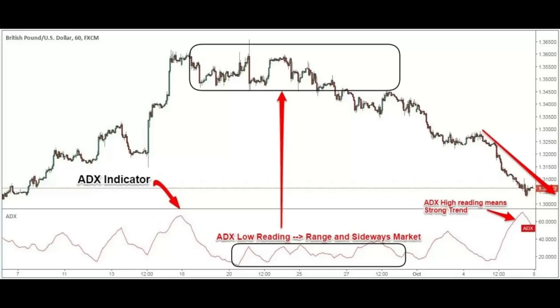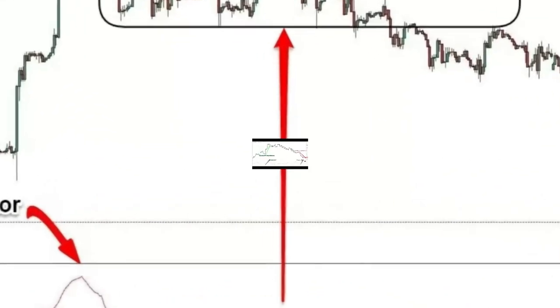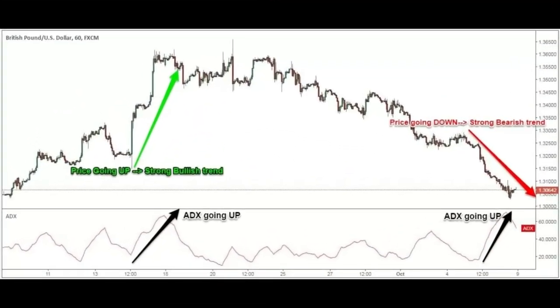We need to be very careful about how we read and interpret the ADX indicator. It is not a bullish and bearish indicator. ADX's moving average only measures the strength of the trend. So, if the price is going up, and the ADX indicator is also going up, then we have the case for a strong bullish case. The same is true if the price is going down and the ADX indicator is going up. Then we have the case for a strong bearish case.